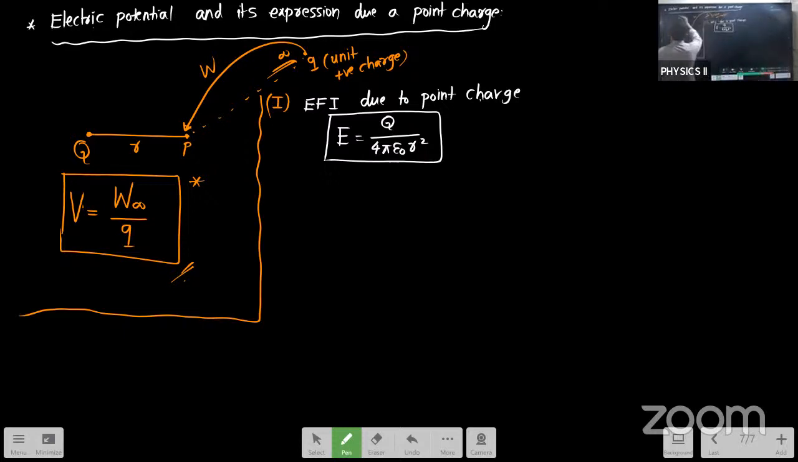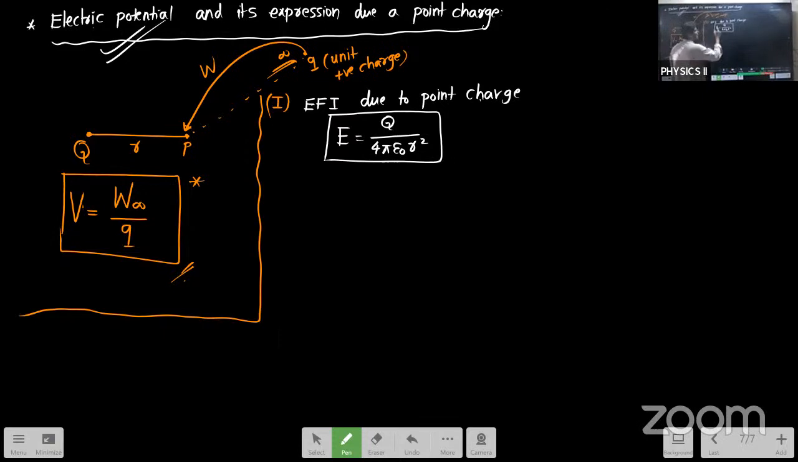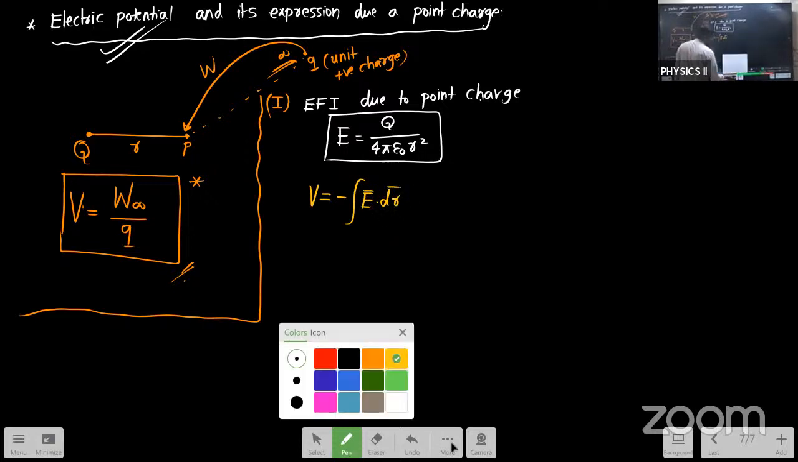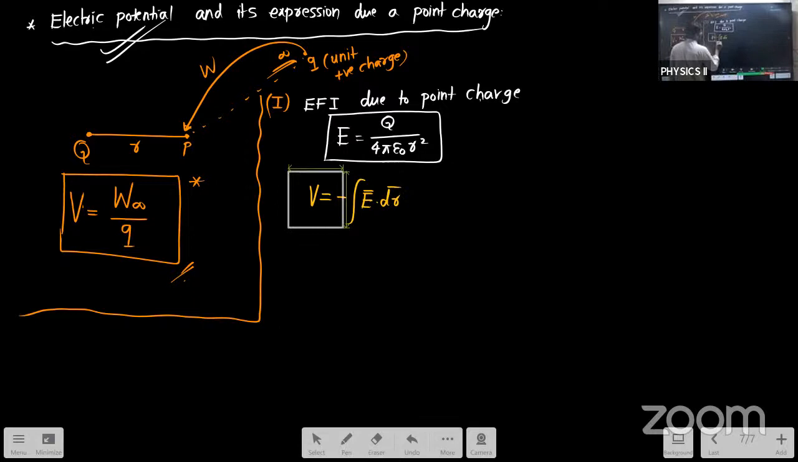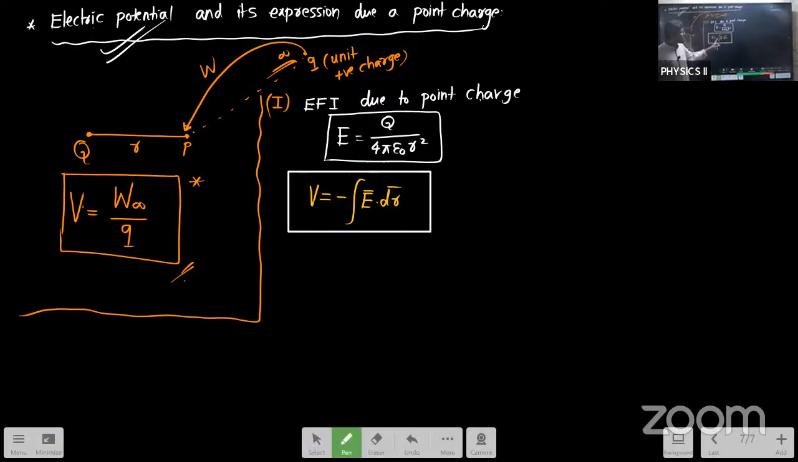But here what we are supposed to determine? Here we are supposed to determine electric potential. And we know that there is a relation between electric potential and electric field. What is that relation? That is V is equal to minus integration E bar dot dr bar. If you are able to remember this formula, then we can directly solve this answer. What is the relation between electric field and electric potential? It is given as V is equal to minus integration E bar dot dr.